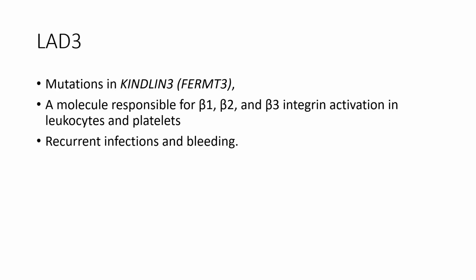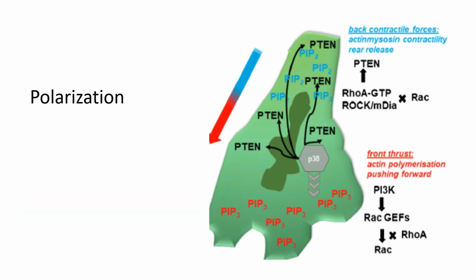LAD3 is a rare variant and is caused due to mutation of kindlin 3, a molecule responsible for beta 1, beta 2, beta 3 integrin activation of lymphocytes and platelets. Patients usually present with recurrent infections and prolonged bleeding. Polarization is a state where the neutrophil changes its morphology and develops a pseudopod and a tail. In the anterior end or pseudopod, there is actin polymerization pushing it forward, whereas at the backward end, actomyosin contractility helps the rear release of adhesions. This helps in movement of the neutrophil through the endothelial cells.